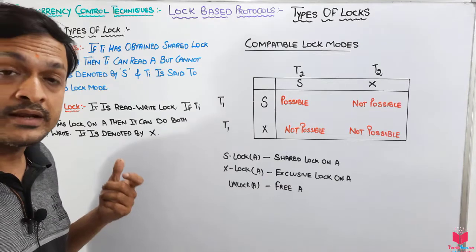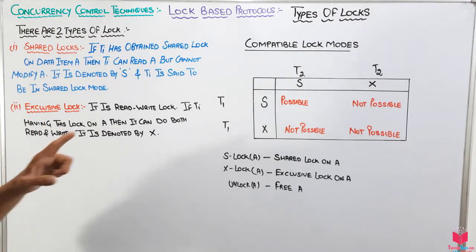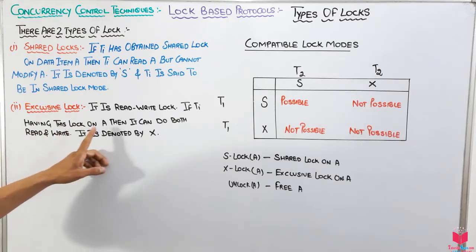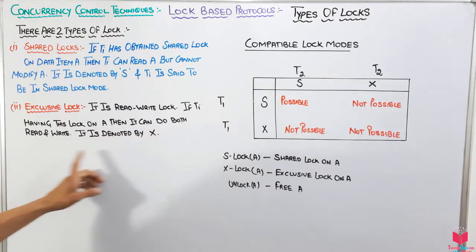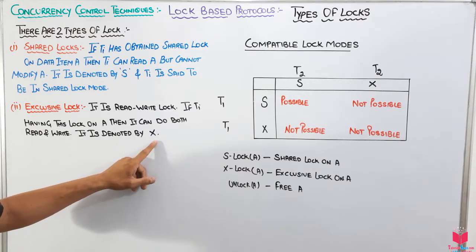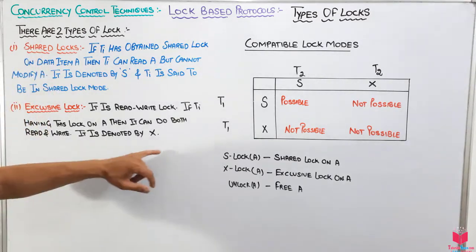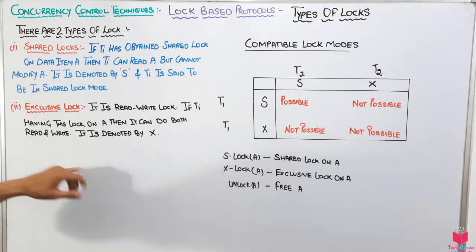Next is the exclusive lock, which is a read write lock. That means we can read and write both on a data variable. So if Ti has this lock on A, then it can do both read and write. It is denoted by X. We apply this symbol to tell that this is an exclusive lock. So we can do both operations, read and write, if a transaction is using this exclusive lock.